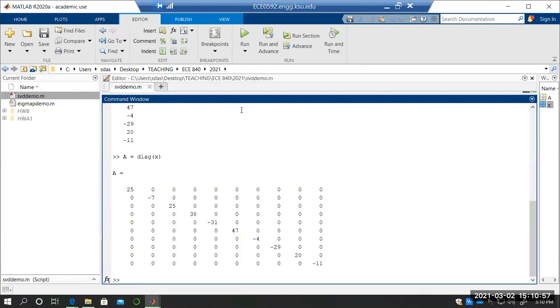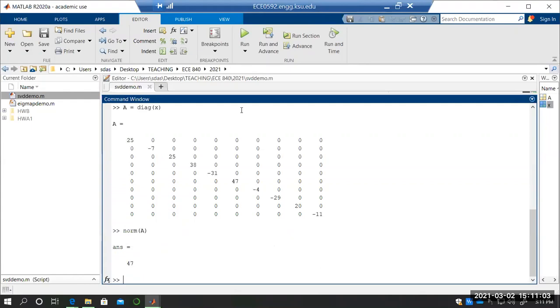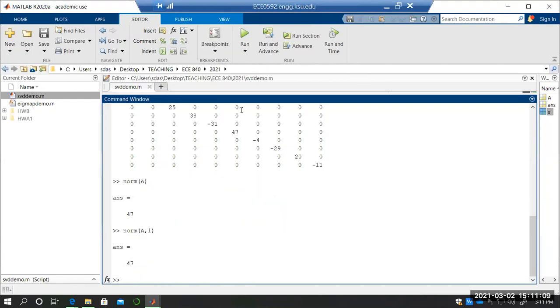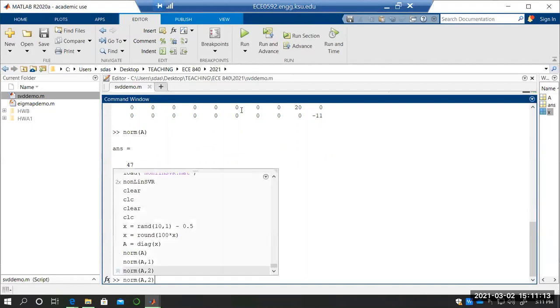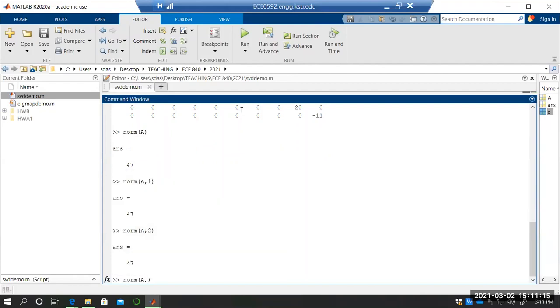47. Exactly. Norm A equals 47. In fact, L1 norm will be 47 too. L2 norm is 47, which is what we saw, and the infinite norm will also be 47. Okay.